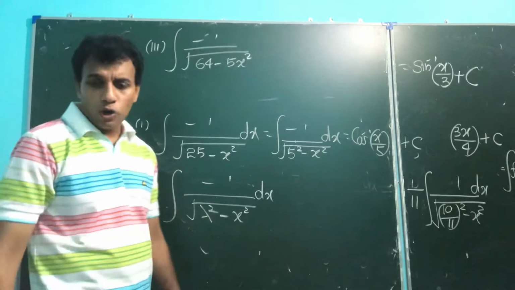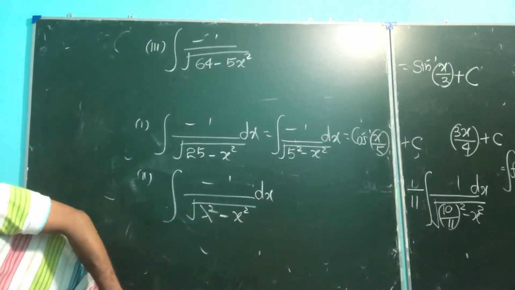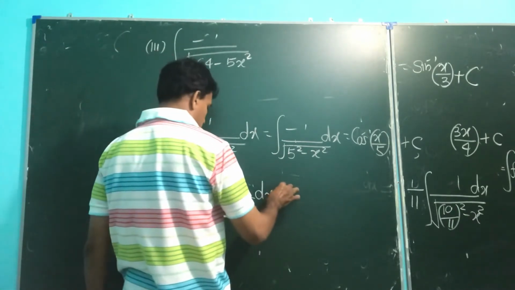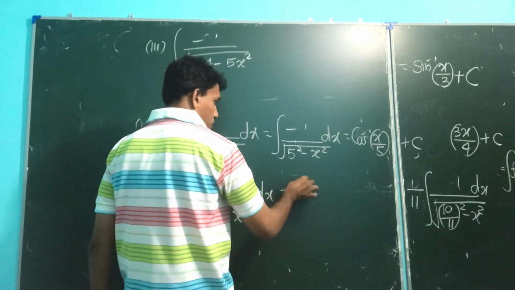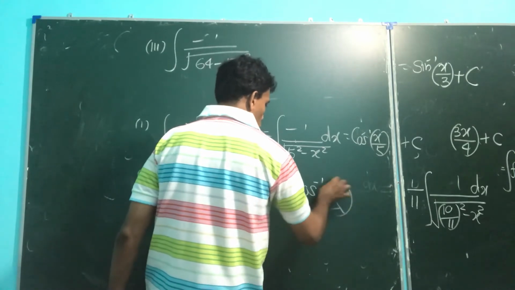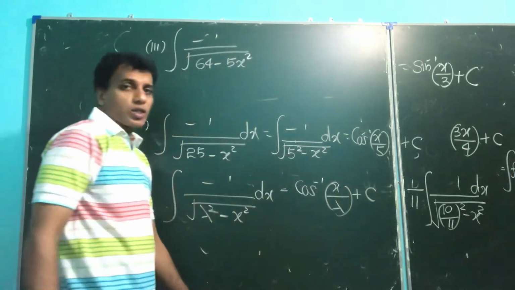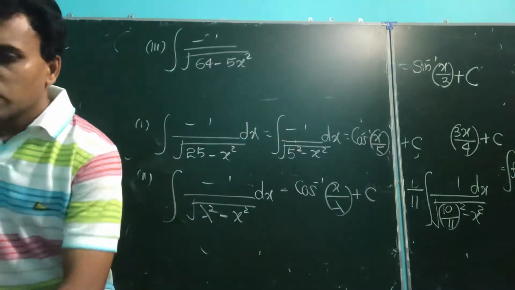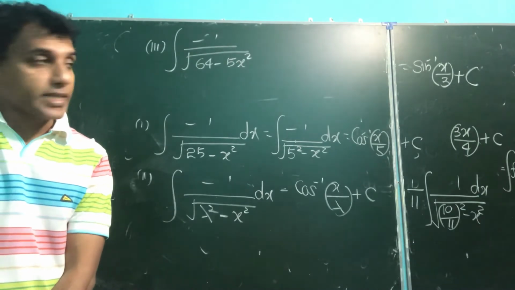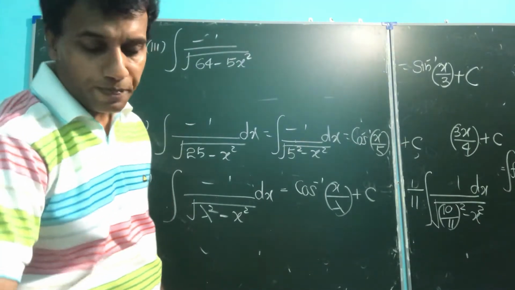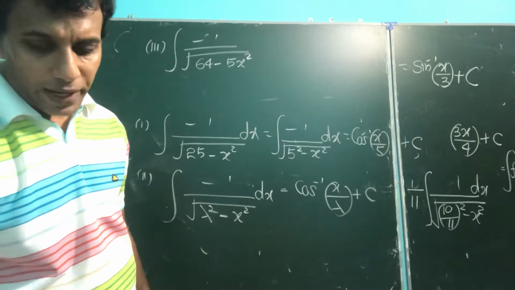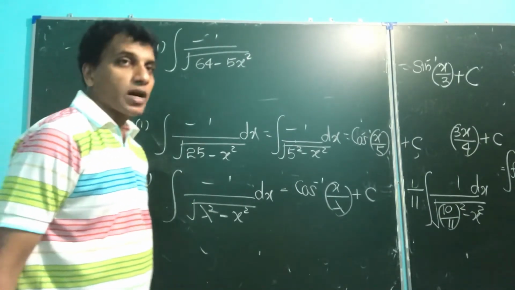Next one, minus 1 over square root of lambda square minus x square, everything inside the root. So the straight answer is cos inverse x over lambda plus c, right? See another example: minus 1 over square root of 64 minus 5x square. The minus is important, otherwise the answer becomes sine inverse. Here there is a minus, therefore the answer becomes a cos inverse part.